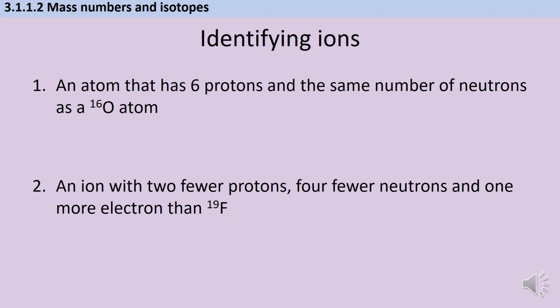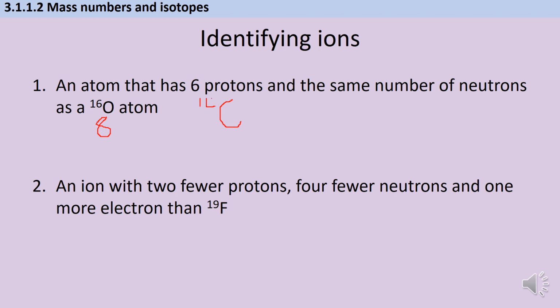I can also use these principles in reverse to identify what a particle could be. So let's start off, we've got an atom that has 6 protons. So straight away, I know that anything with 6 protons is going to be carbon, and it has the same number of neutrons as an oxygen 16 atom. So oxygen has an atomic number of 8, 16 take away 8 to work out the number of neutrons is 8 neutrons.